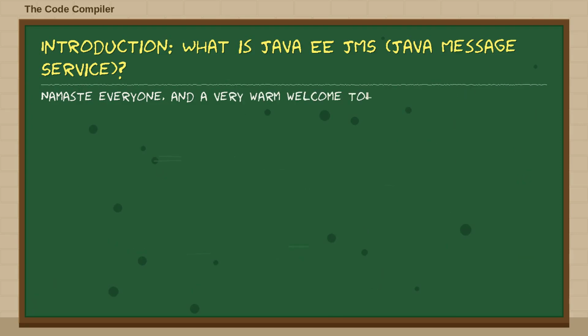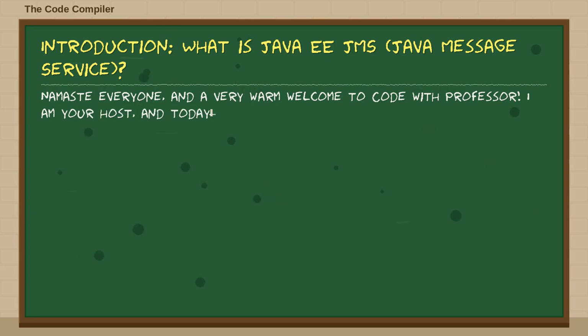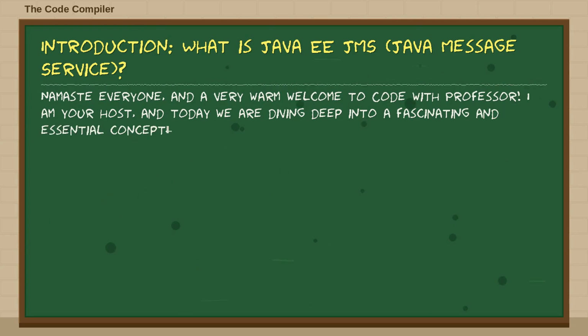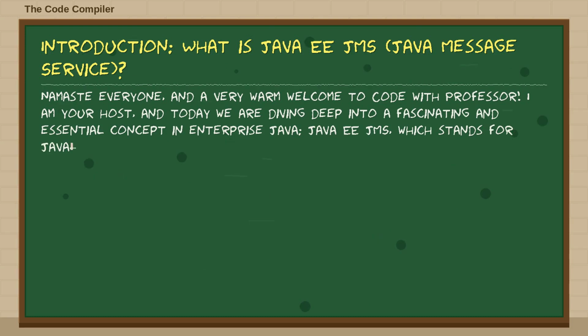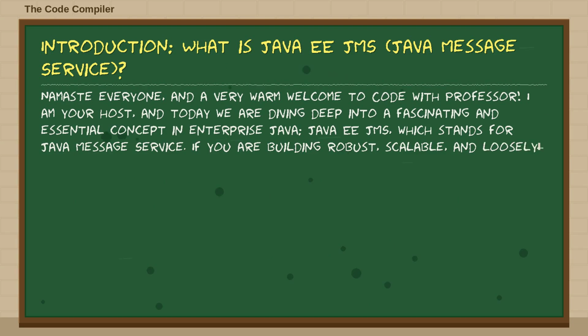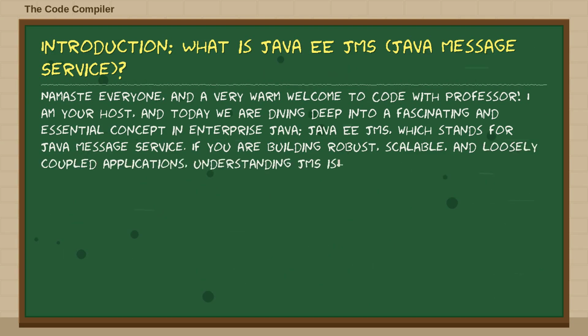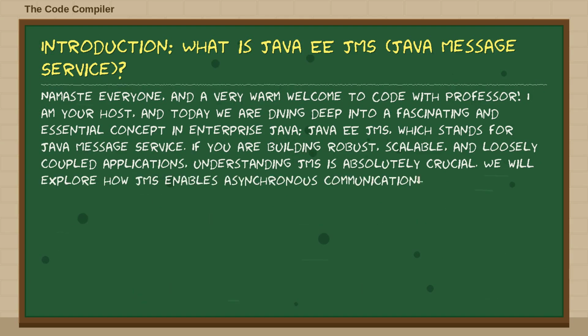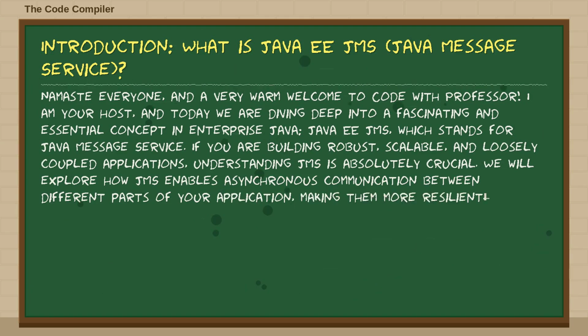I am your host, and today we are diving deep into a fascinating and essential concept in enterprise Java, Java EE JMS, which stands for Java Message Service. If you are building robust, scalable, and loosely coupled applications, understanding JMS is absolutely crucial. We will explore how JMS enables asynchronous communication between different parts of your application, making them more resilient and efficient.